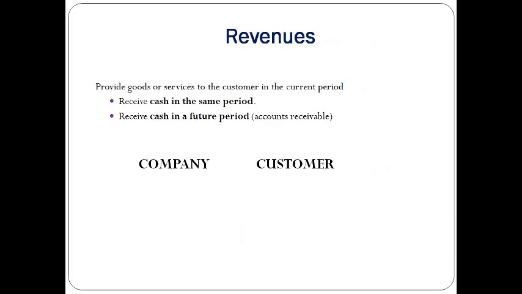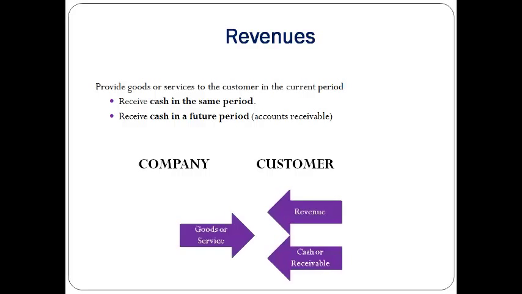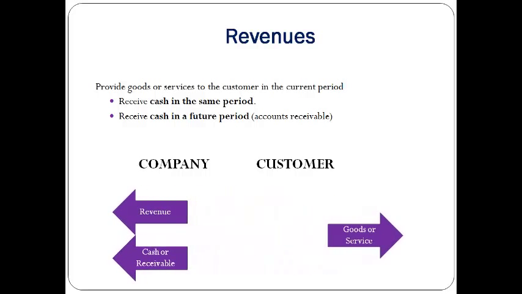Revenues are recorded when the goods or services are provided to the customer. An asset is received for revenue. The asset is cash if the customer pays in the same time period the revenue is earned. The asset is accounts receivable if the customer pays in a future period.